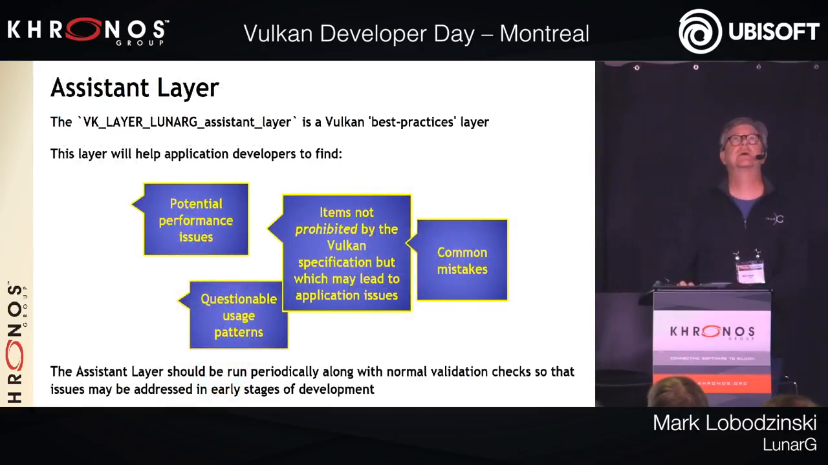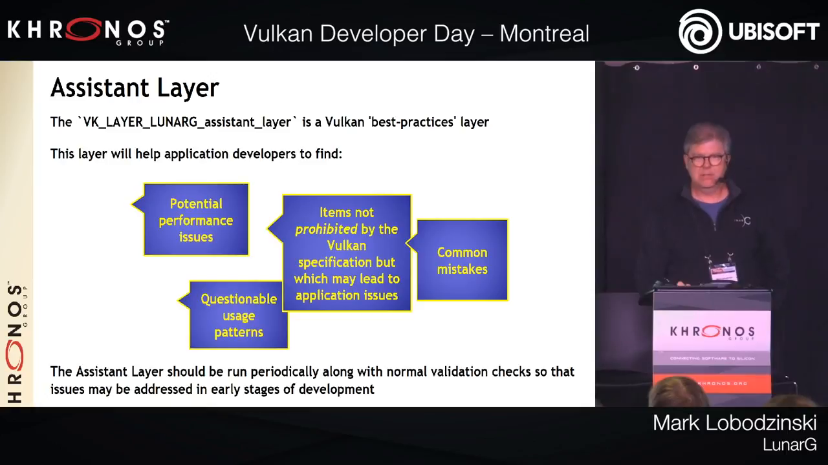The assistant layer, which I'm going to talk about first, is basically a best practices layer. The validation layers focus on what is correct and is explicitly spelled out in the specification. The best practices layer is covering the gray area. It's things that apps might do that are not illegal or prohibited, but that are probably not a good idea and can get you in trouble. You probably wouldn't run it all the time like you would with the validation layers, but you could plug it in every once in a while and see if anything pops up, more likely early in your development rather than later.